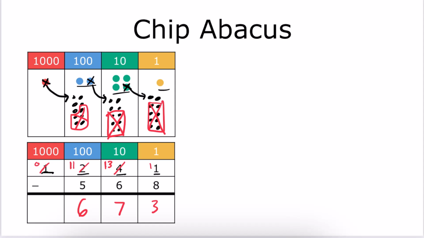And again, notice it's the same process as the base 10 blocks. It's just more abstract because the chips are all the same size, versus the blocks show the size of the numbers more clearly. So that's how you would do the subtraction algorithm with a chip abacus and with the base 10 blocks. If you have any questions, let me know.